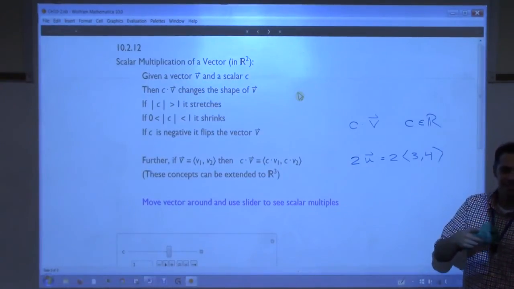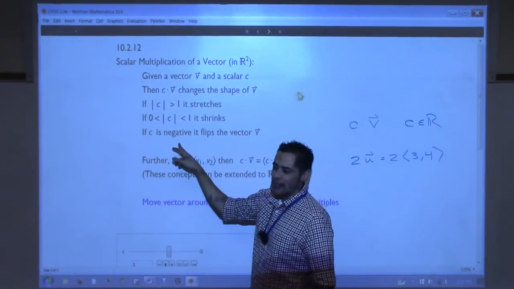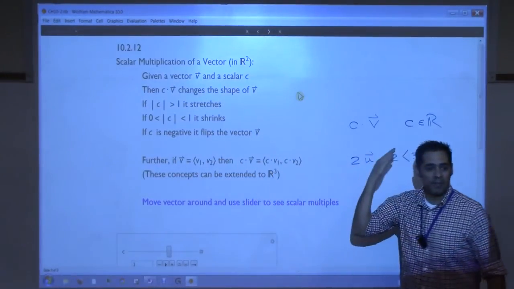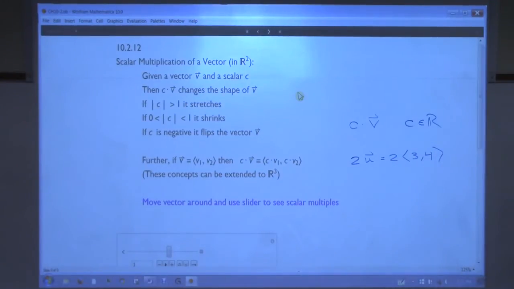All right? If C is negative, what happens is that it flips the vector over. It points it in the opposite direction. So this little animation shows all of this.